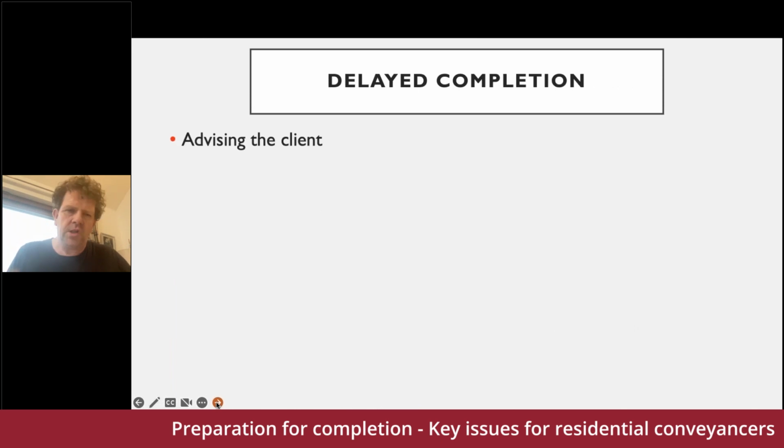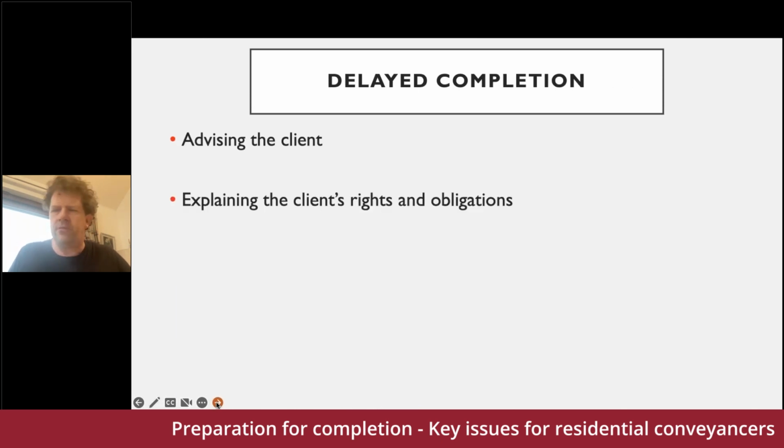Delayed completion. Important points here. Firstly, we're acting for an innocent party. The other side can't complete. The seller can't provide vacant possession. The buyer's had his mortgage offer withdrawn, or the buyer's dependent sale is not proceeding. First point, find out what's gone wrong. Is this something that is simply a question of we're not going to be able to complete today, but we will be able to complete in the next 7 days? Or is this a fundamental failure of the transaction?